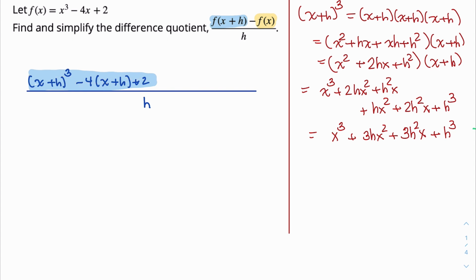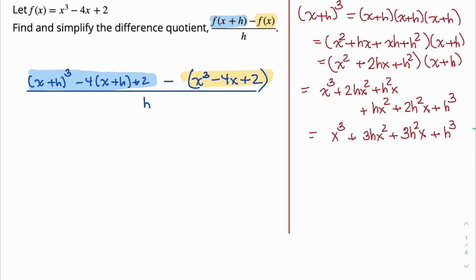And then what we're going to do is subtract. Now f of x by itself is x to the third minus 4x plus 2. But since we're subtracting a more complicated quantity, we have to make sure that it's in parentheses. Now, moving off to the right here, you'll notice that we have to compute x plus h to the third, which is a pretty complicated thing to compute.